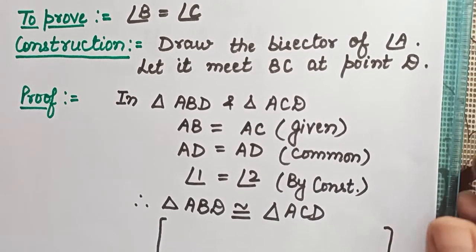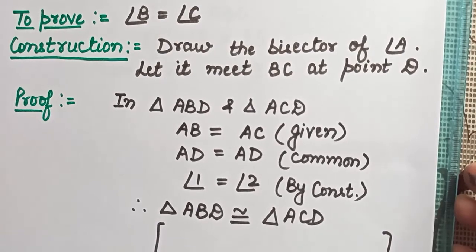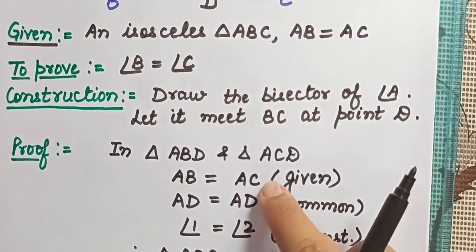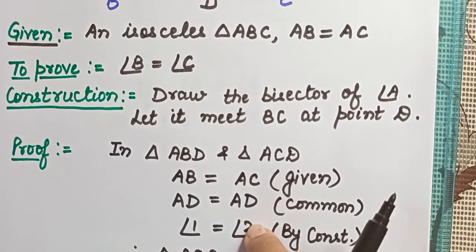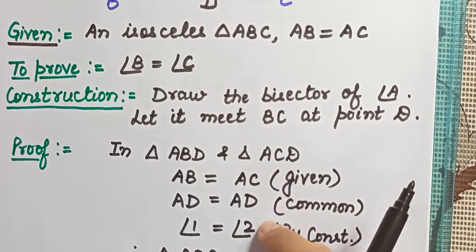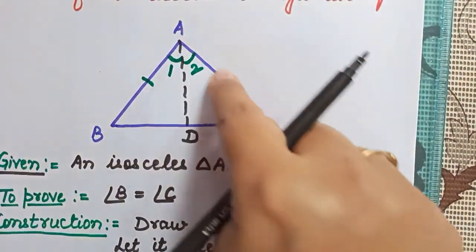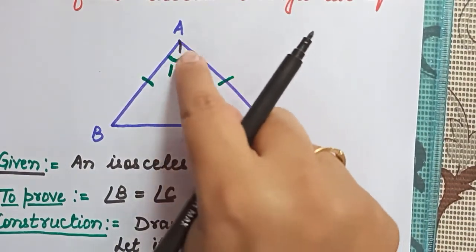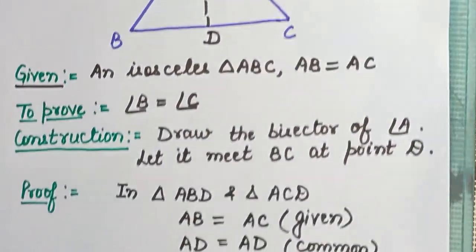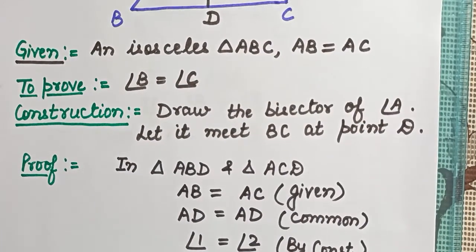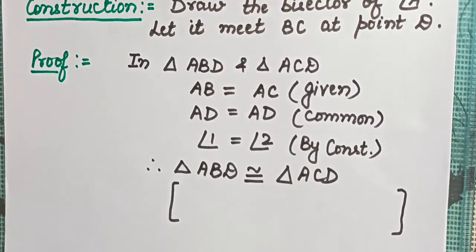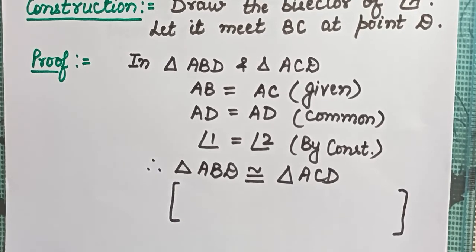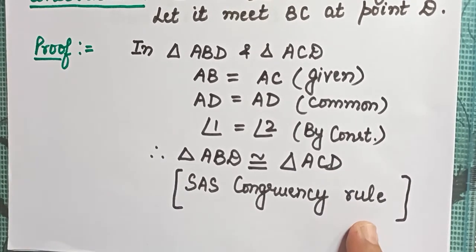Now let's find out the rule. Now for finding the rule, it is sufficient to take elements of one triangle. Let's take elements of ACD, which are AC, AD and angle 2. So AC, AD and angle 2. So two sides and the included angle. So the rule which we have used is SAS congruency rule. So write down the name of the rule. So it is by SAS congruency rule.